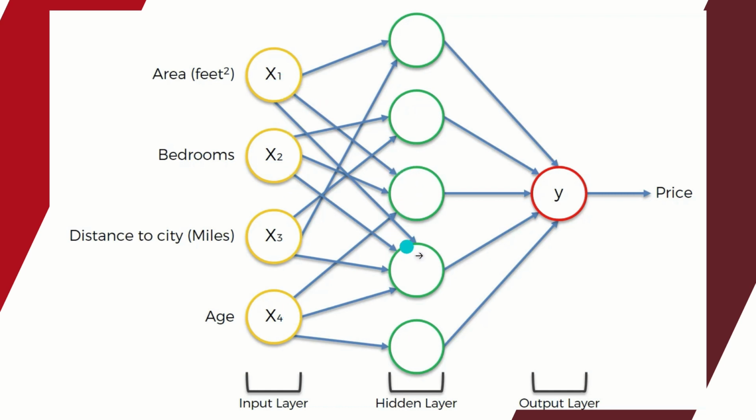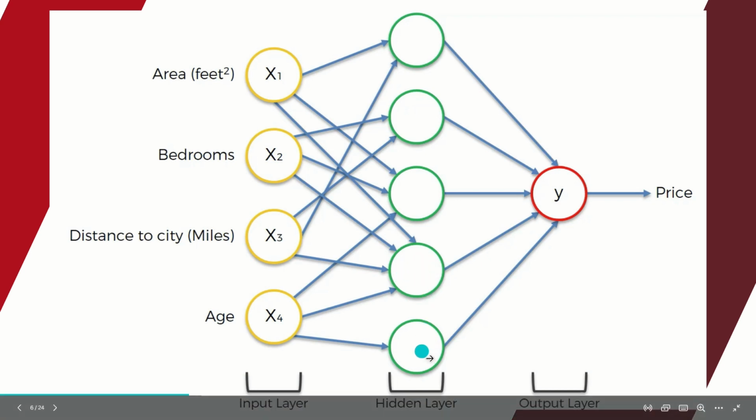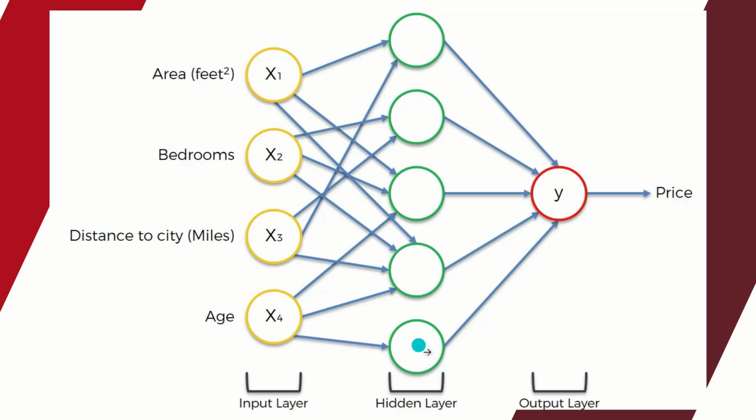So you can multiply these three and write it here. And for this one again there are three incoming arrows, like you can see, one is area, one is bedrooms, and the other is distance to the city. So once again you can multiply and write it here. And for this there is just one, so you can directly write age as it is.